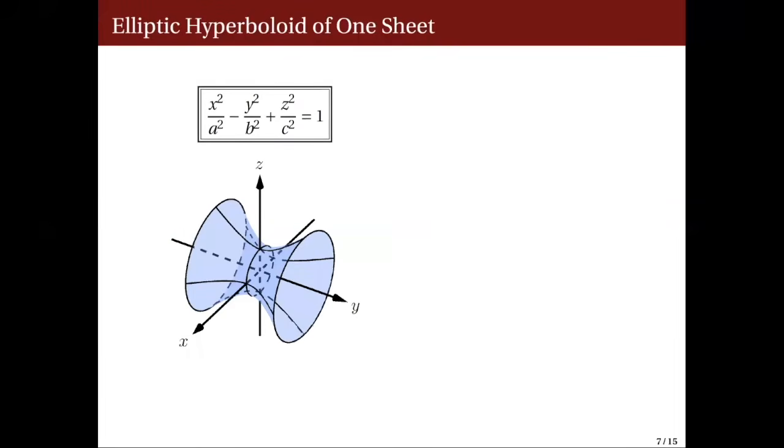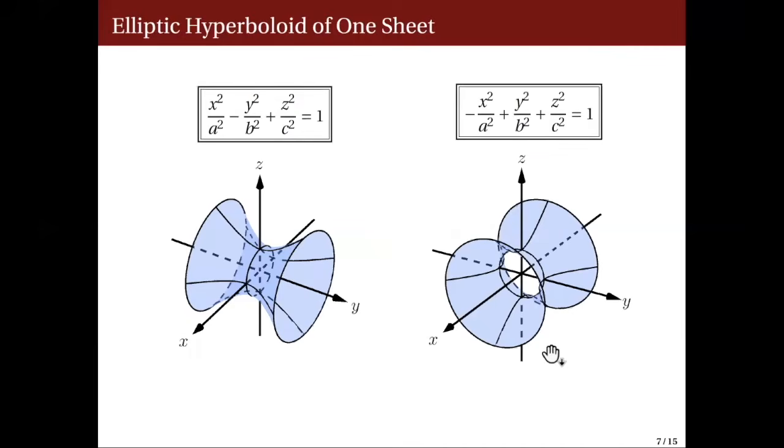So here we have an elliptic hyperboloid of one sheet, and as you can see in the illustration, clearly the axis is the y-axis, where the negative sign is associated. Also, here we have an illustration of the elliptic hyperboloid of one sheet whose axis is the x-axis. That is where the negative coefficient is located.